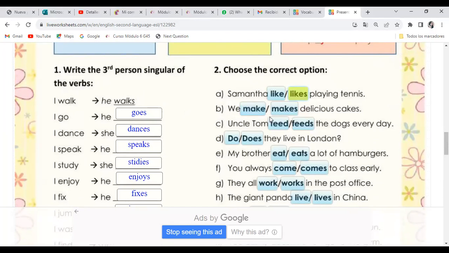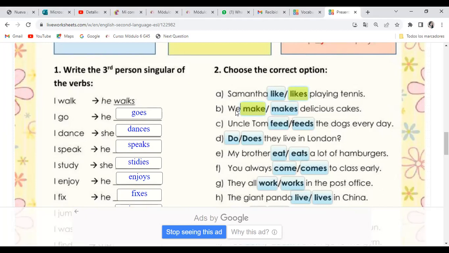What about letter B? We make or we makes delicious cakes. What is it, guys? We make or we makes? Anybody? We make. En este caso, we no es tercera persona del singular. We significa nosotros, por lo tanto el verbo no se altera. Solamente llevaría makes si está conjugado con he, she or it, pero en este caso estamos conjugando el verbo con we. Por lo tanto, el verbo se queda igual.